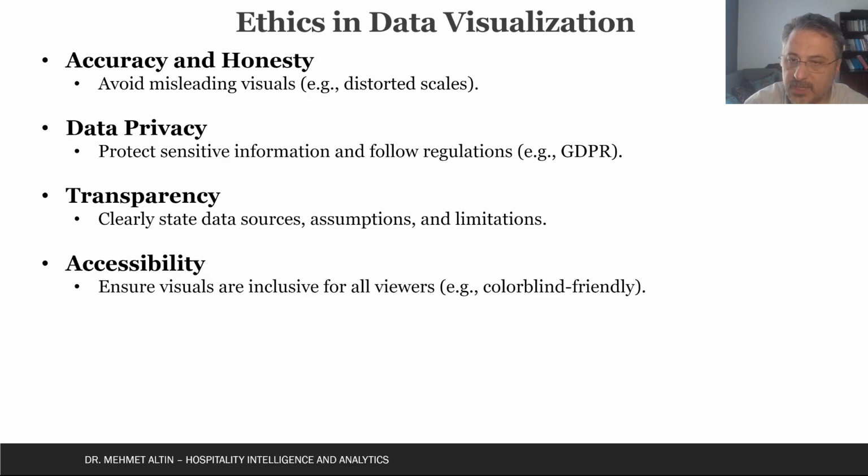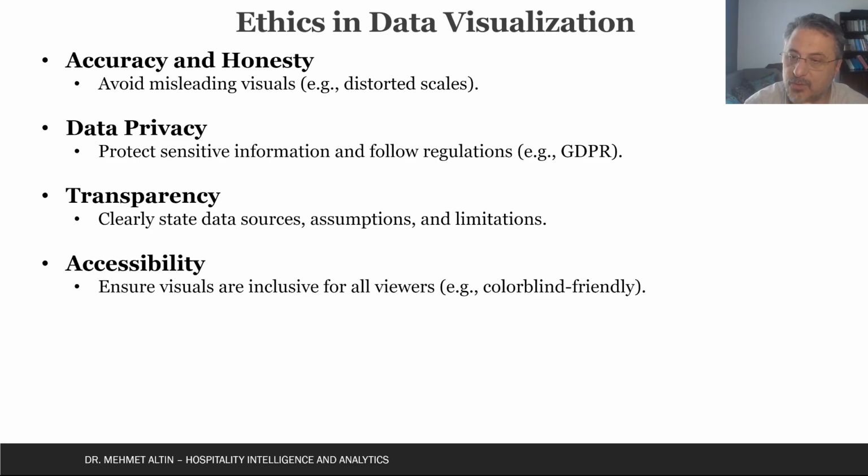Transparency also builds trust. I'll give you some examples. You need to clearly state your data sources and disclose any assumptions or limitations. For instance, if you are showing guest satisfaction data, explain whether it came from surveys, reviews, or a mix of both. Being upfront ensures viewers can trust what they see.